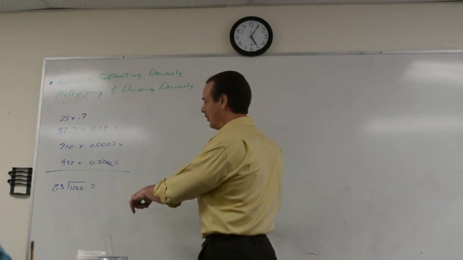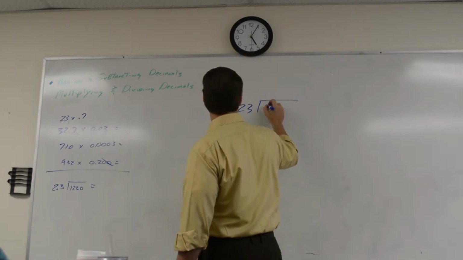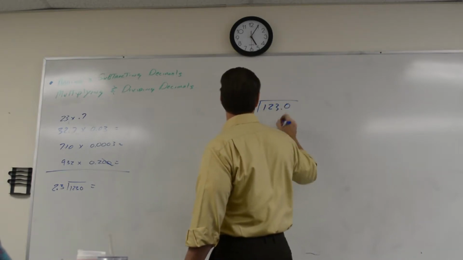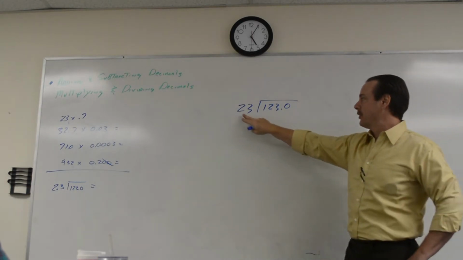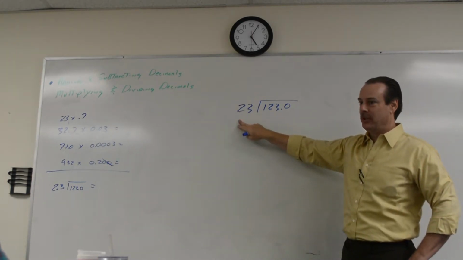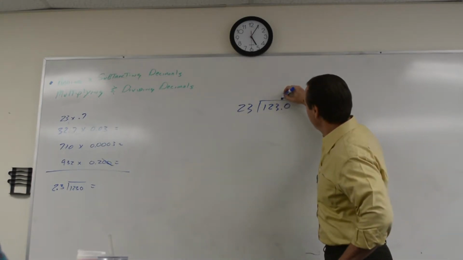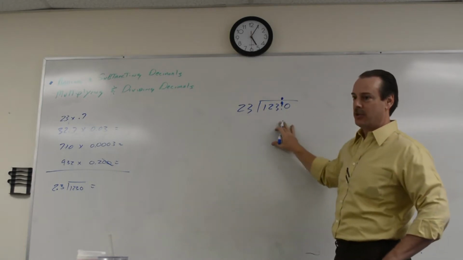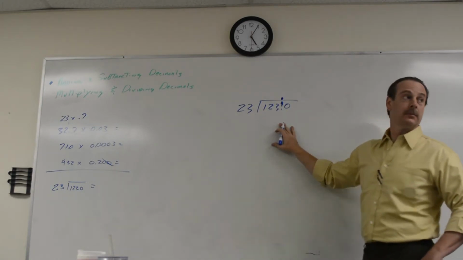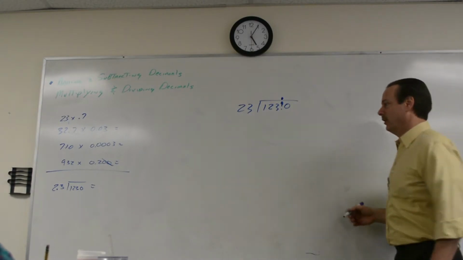I'm going to take this problem and do it twice. I'm going to say 23 into 123.0. Here's what I'm going to say: if there's no decimal in your divisor, all you have to do is project your decimal point right up. Then you divide as normal. Okay? Let's do the other scenario.